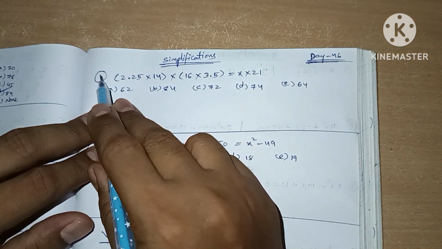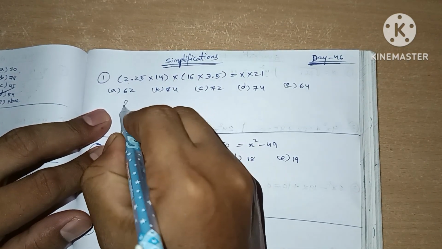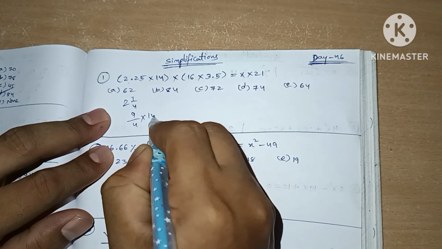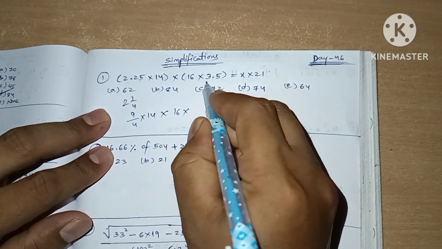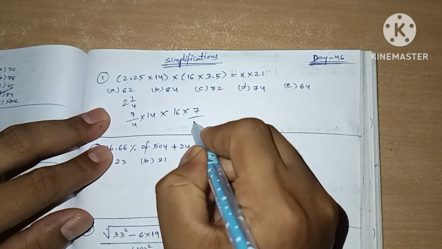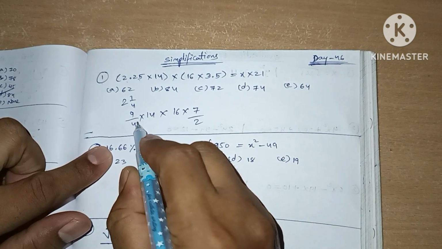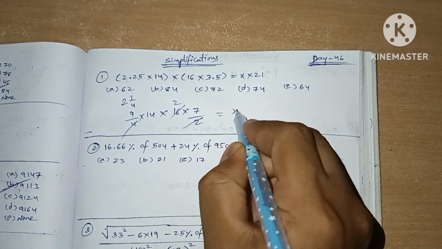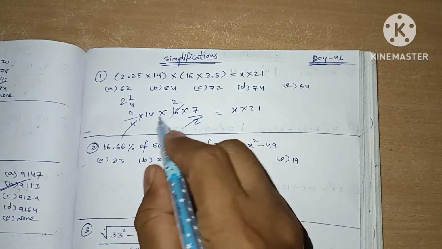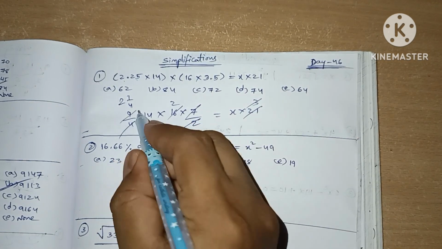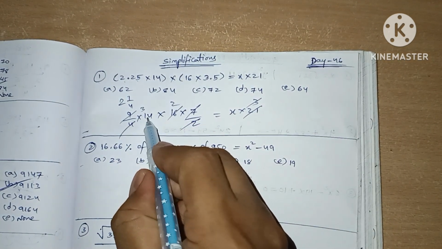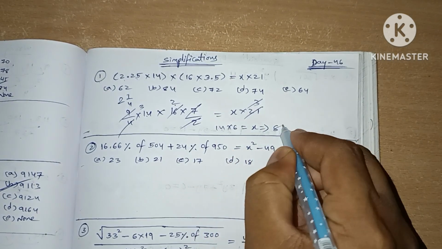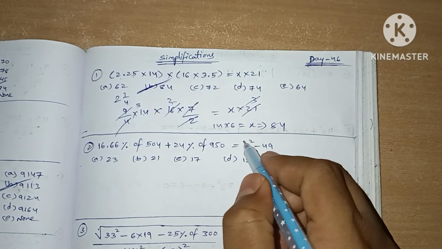Let's get started. First question, 2.25. I can write this as 2 1/4, and 3.5 I can write as 7 by 2. Multiplying and cancelling, we get the whole equals x into 21. 7 3 times, 3 3 times. So what we are left with is 14 6 times, which is nothing but 84. Option B is our answer.